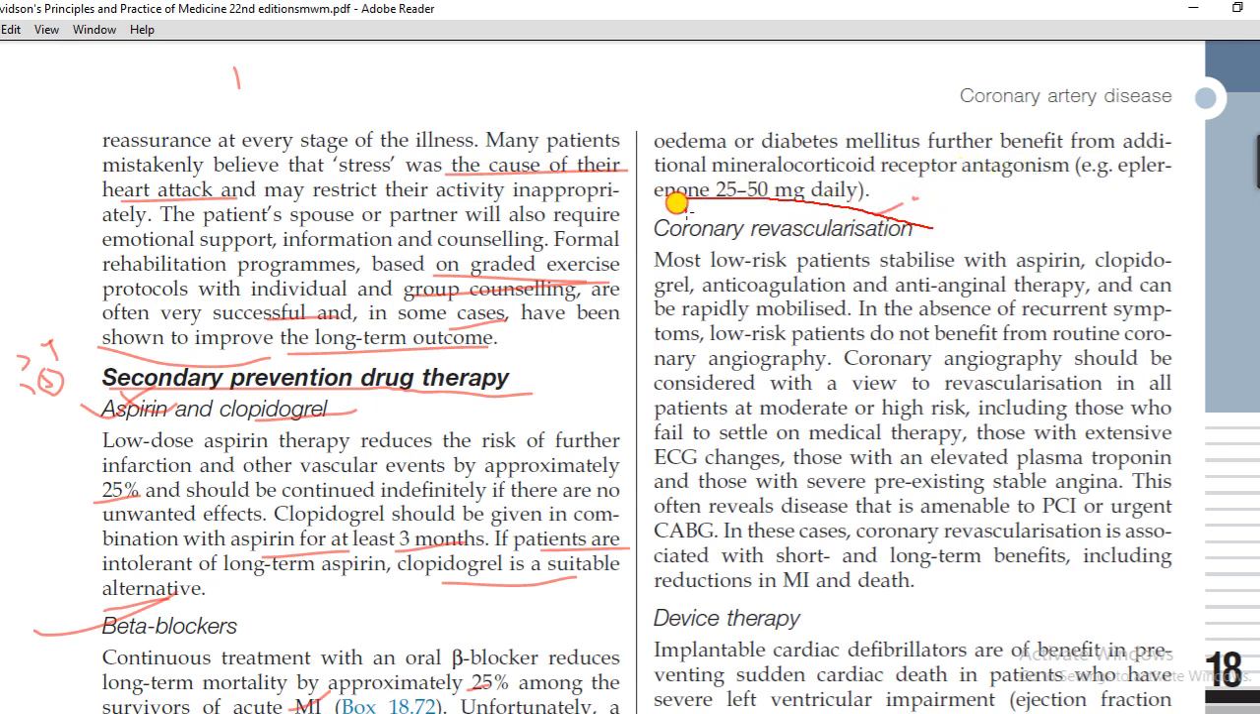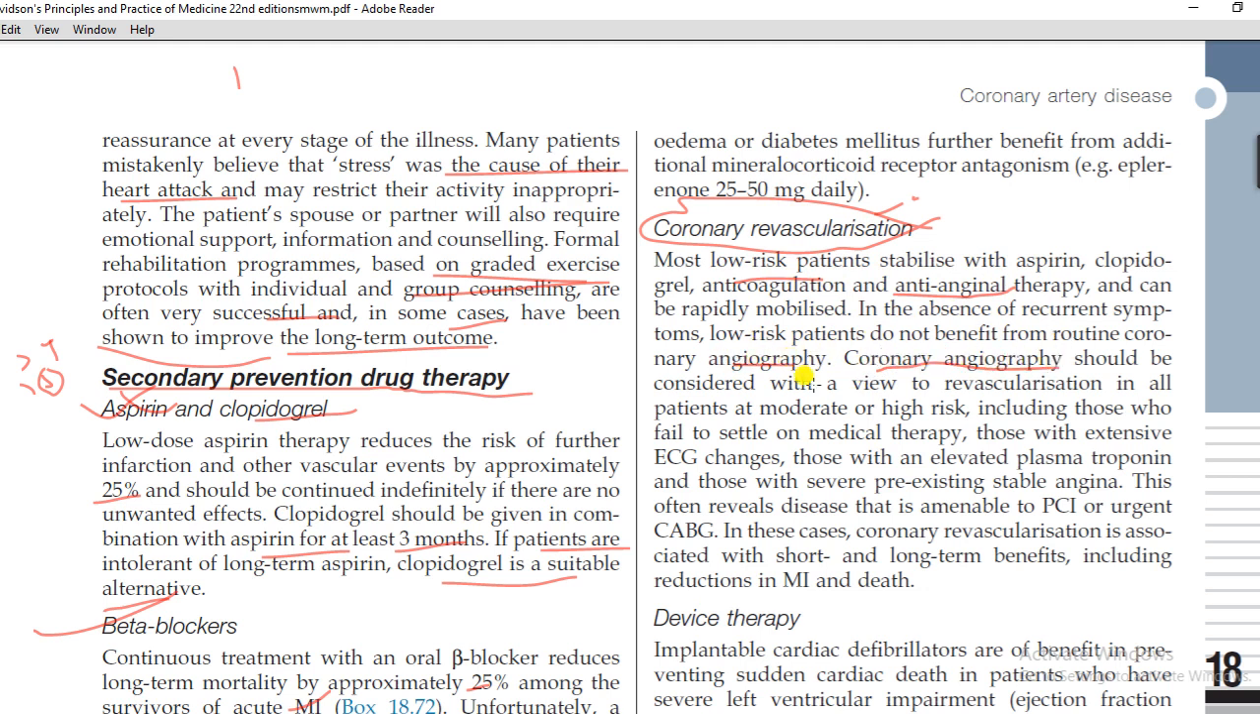Coronary revascularization. Most low-risk patients are stabilized with aspirin, clopidogrel, anticoagulation, and anti-anginal therapy, and can be rapidly mobilized in the absence of recurrent symptoms. Low-risk patients do not benefit from routine coronary angiography.